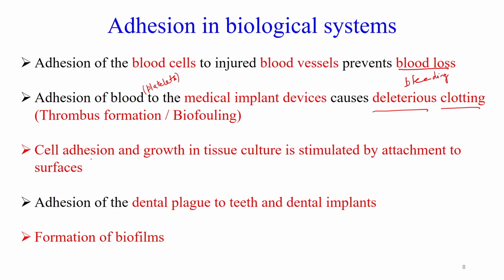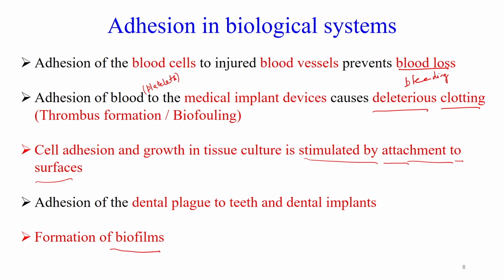In most of the cases, if you just see the cell adhesion and growth, particularly in the tissue culture, it is stimulated by the attachment of cell to the surface. So, they are the surface adhered cells, particularly mammalian cells. If you see a tissue culture, they are a kind of surface adhered cell. They first adhere on the surface, then they grow. So, particularly if you see various bone implants, teeth implants, dental implants, there again there is going to be adhesion of the cells.